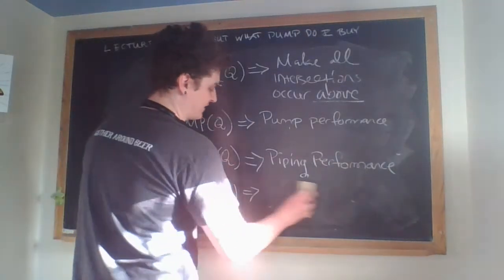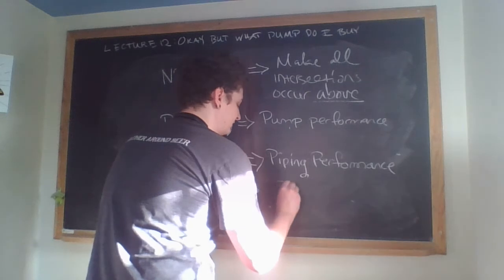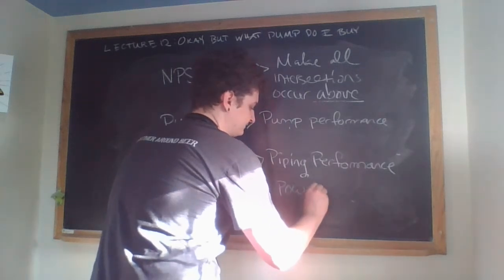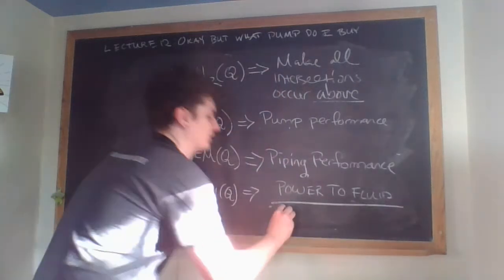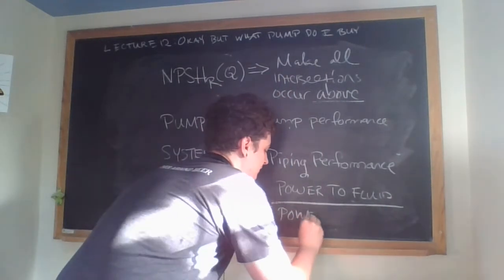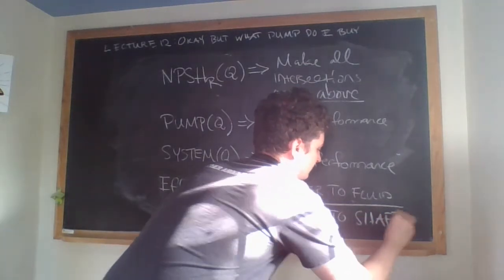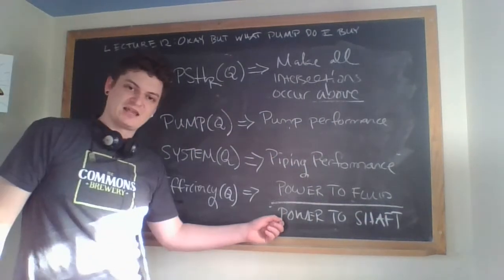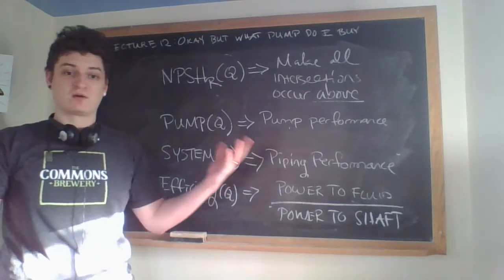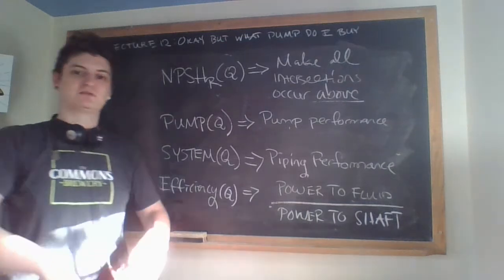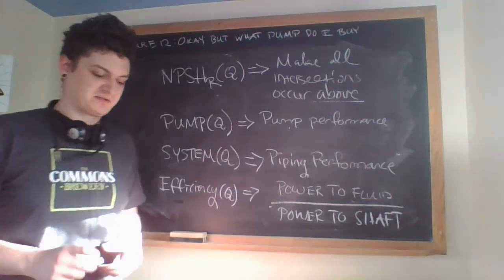So I'm going to write that down. The efficiency curve is really measuring power to the fluid over power to the rotational shaft. This is the thing you're paying for. This is what Mother Nature takes from the pump. If they were the same, that'd be great: all the power you put in to turn the shaft goes directly to the fluid. Awesome. Usually it's not, so that's where this efficiency curve comes into play.